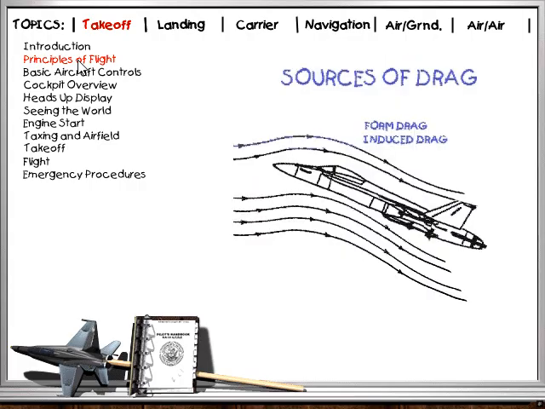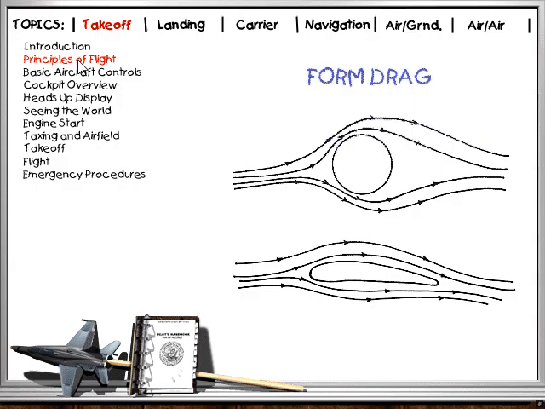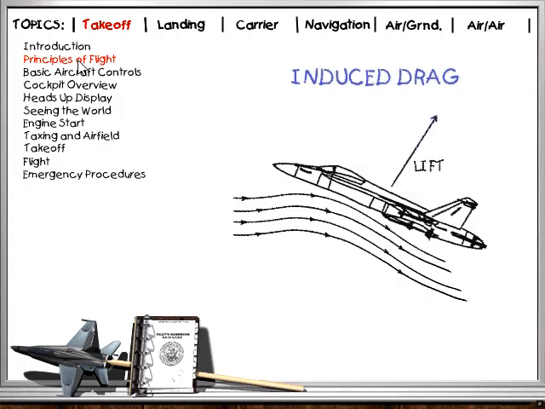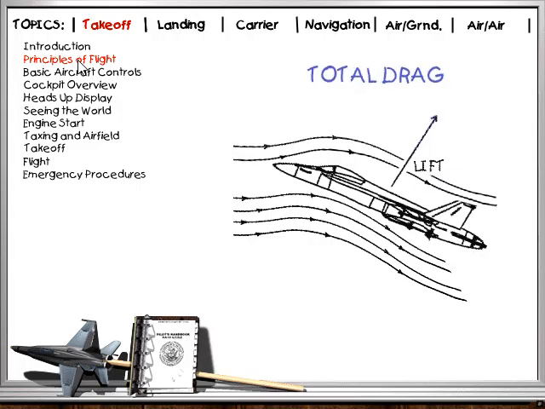Two basic sources of drag are form drag and induced drag. Form drag is a derivative of the shape of an object and is produced when the object moves through the air. Increasing speed increases drag. Induced drag is directly related to the amount of lift produced. The more lift, the more drag is created. Total drag is the combination of form drag and induced drag.